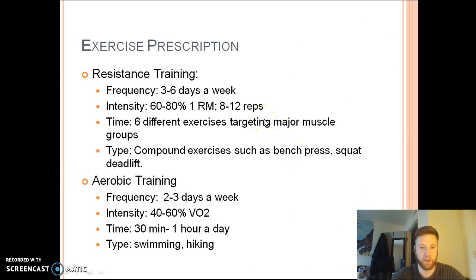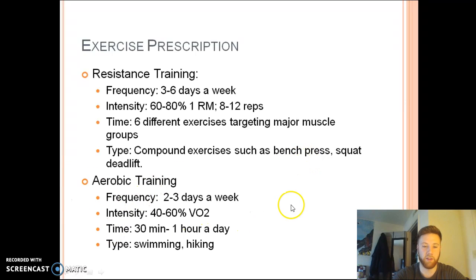So moving on to the exercise prescription, we have resistance training. We're going to do 3 to 6 days a week, an intensity of 60-80% 1 rep max, 8 to 12 reps, 6 different exercises targeting major muscle groups. Any kind of compound movements such as a bench press, a squat, deadlift.